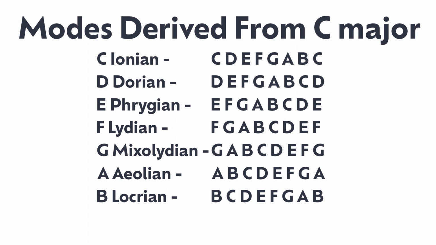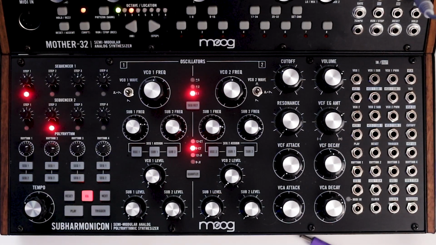Each of them has a very different mood to it, and I'm going to talk about 3 of them in this video. We're going to go through Dorian, Mixolydian, and Lydian. So that means when we build a patch in Dorian, we're going to use the key of D Dorian. So let's start there. The Dorian mode is a minor mode because the root note, D, is a minor chord, D minor.